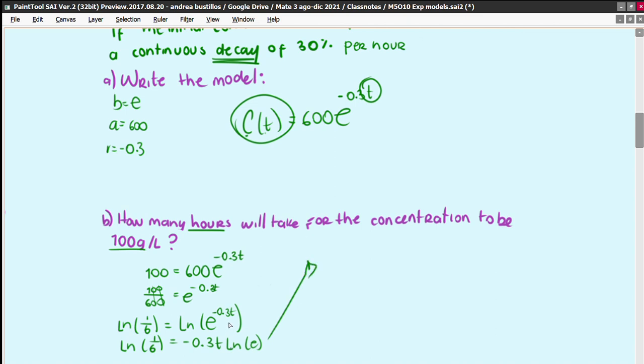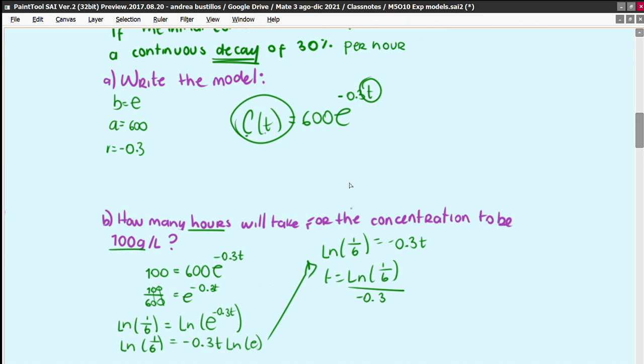But how much is natural logarithm of e? This is 1, because remember, ln is logarithm base e. So logarithm base e of e is 1. So this is ln of 1/6 equals minus 0.3 times t. So lastly, t is natural logarithm of 1/6 over minus 0.3.